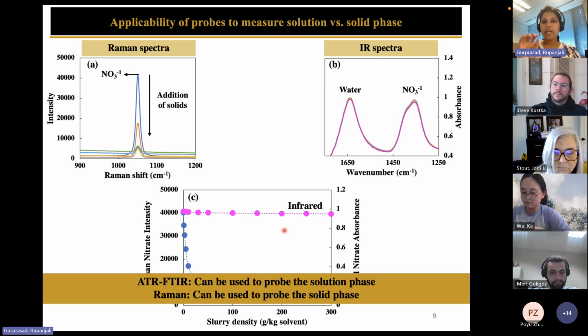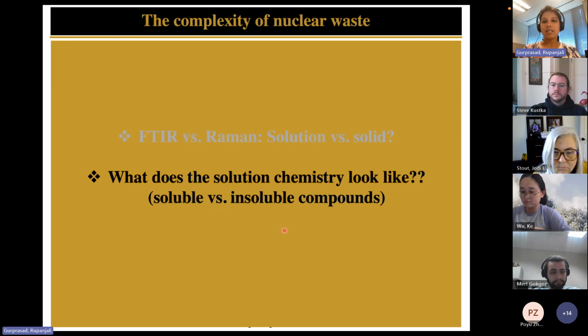After looking into this question, going back to the second question, which was about what the solution chemistry would look like: can we actually partition off or classify the GFC components into soluble versus insoluble species?